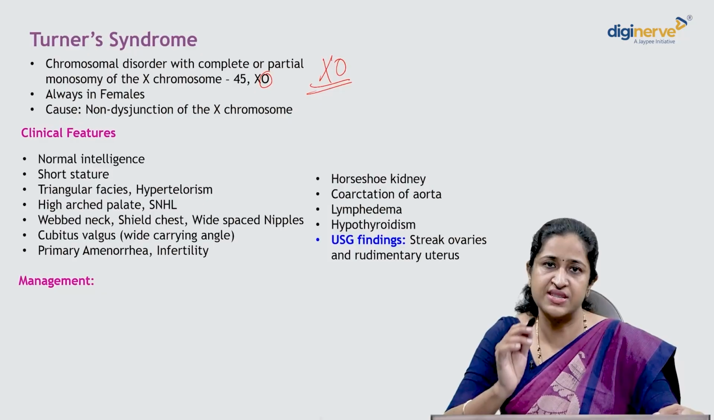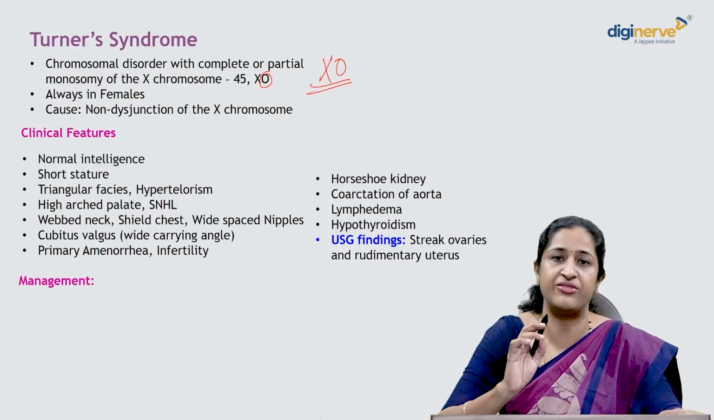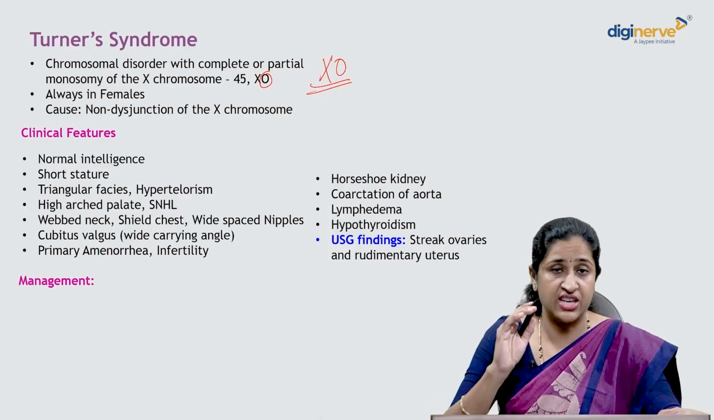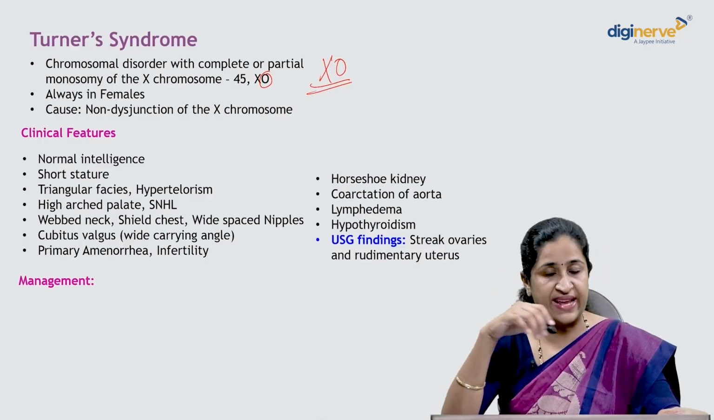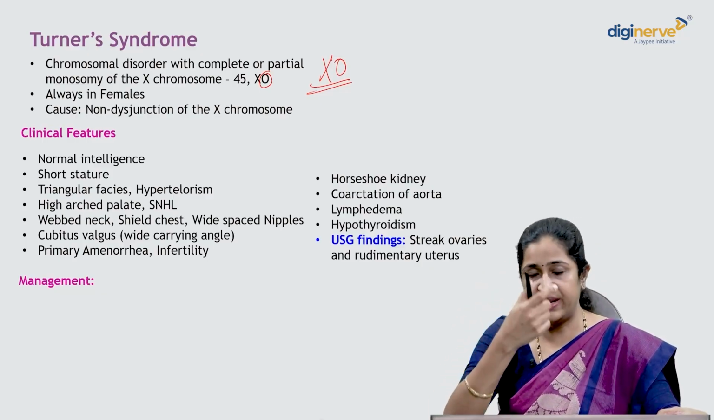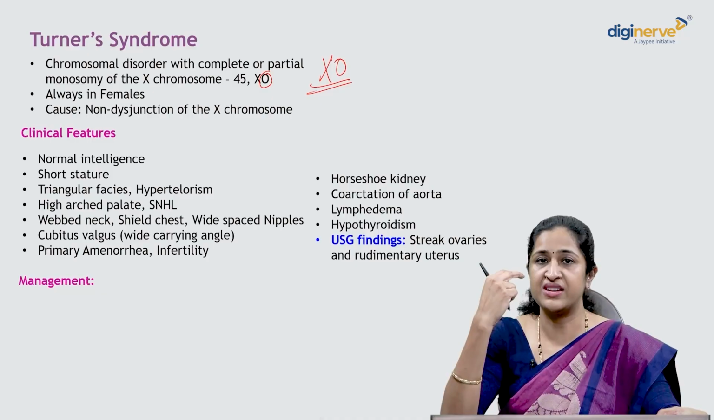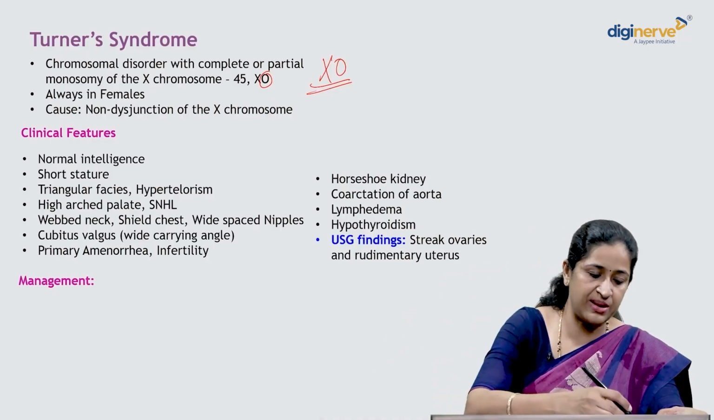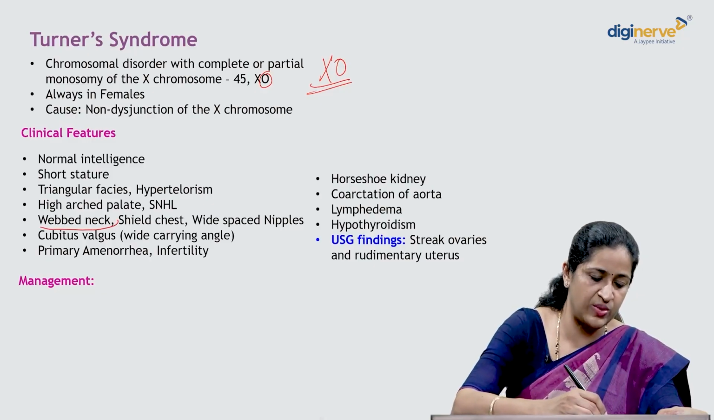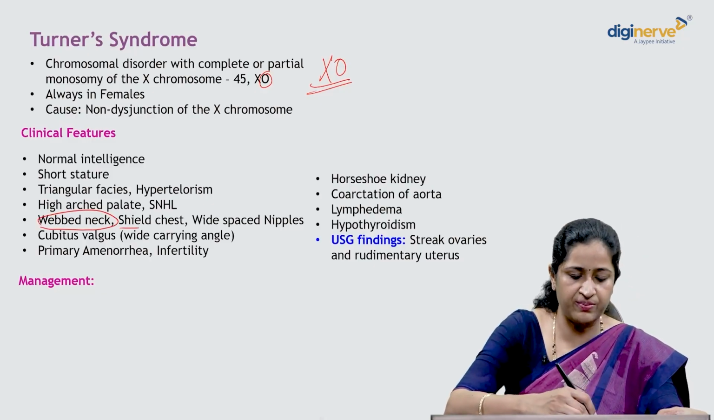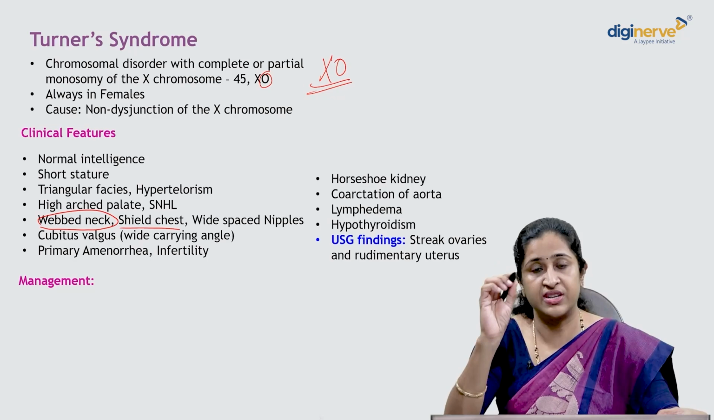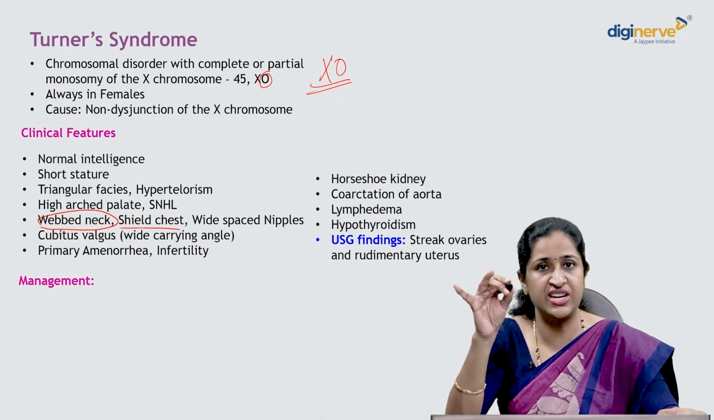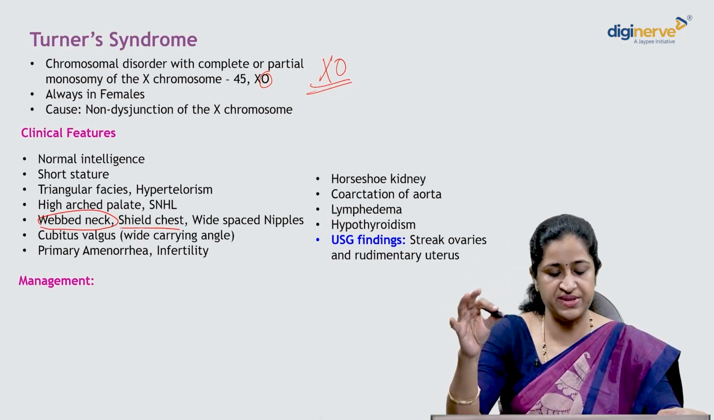Clinical features: Turner syndrome girls always have normal intelligence. They have short stature, triangular faces, hypertelorism, a high arched palate, and may have sensorineural hearing loss. Classical among this is the presence of the webbed neck. This is very classical of Turner syndrome. The webbed neck, the shield chest with the widely spaced nipples.